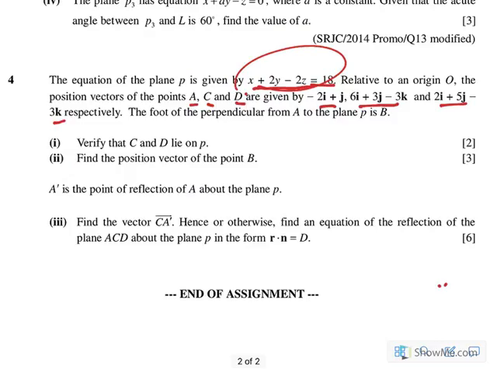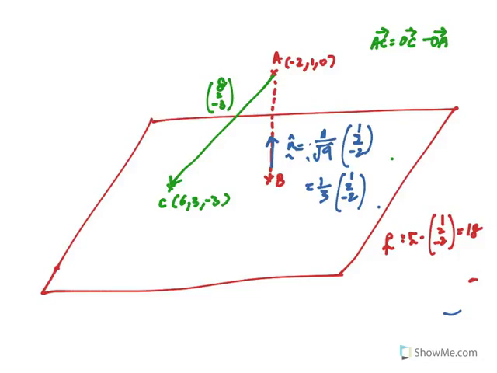Okay, part 3. Find the vector CA prime. A prime is the reflection of A about the plane P.